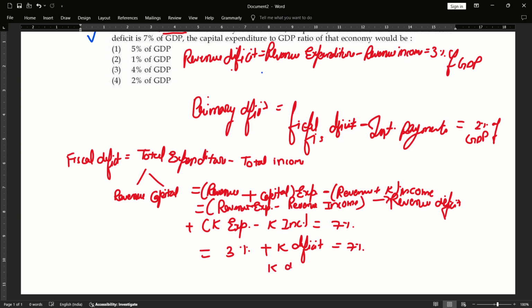So our capital deficit is equal to 7% minus 3% equals 4% of GDP. And it is asking for the capital expenditure to GDP ratio of the economy. They are assuming we have no capital income because all capital income goes into the revenue income. So there is no capital income. So our answer is 4%. So the correct option is 3.